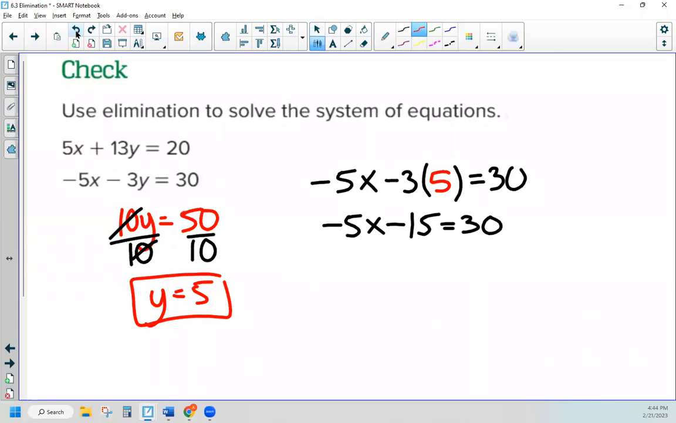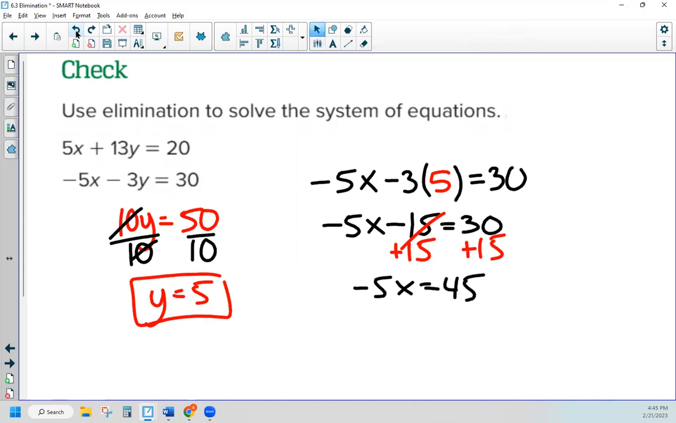What do we do here? Well, we want to get x by itself. So I begin by taking the 15 to the other side, addition property of equality, cancel. That's going to give me -5x equals 30 plus 15. That's going to give me 45.